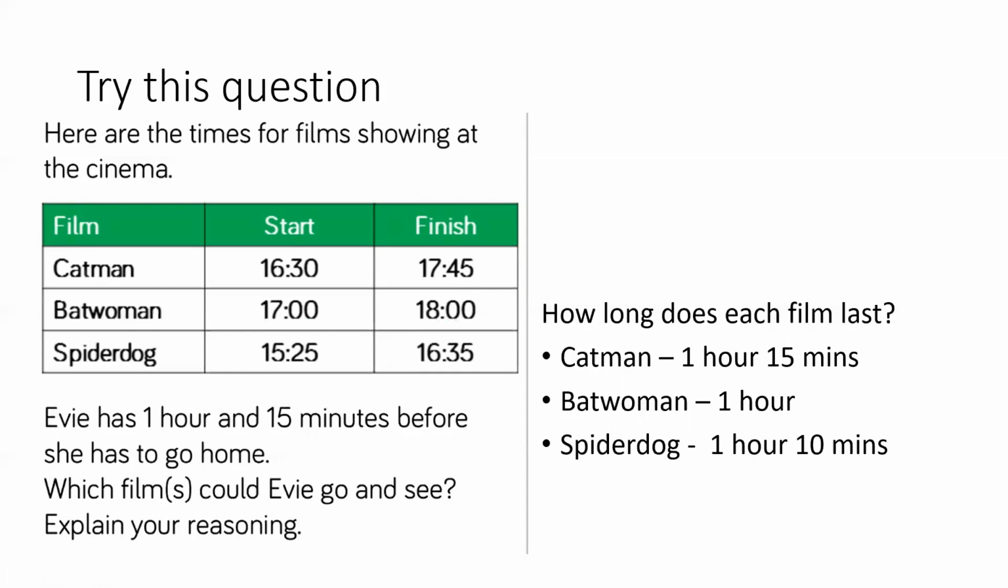Right. If we have a look at these, 1 hour 15 minutes, 1 hour, 1 hour 10 minutes. Evie has 1 hour and 15 minutes before she has to go home. So I would say she can definitely watch Batwoman and Spider Dog because they are 1 hour and 1 hour 10 minutes, so less than the 1 hour 15. If she knows she's got enough time and she won't miss a bus or anything, she could also do Catman because that's also 1 hour 15 minutes. So there you are, she can choose all three of those.